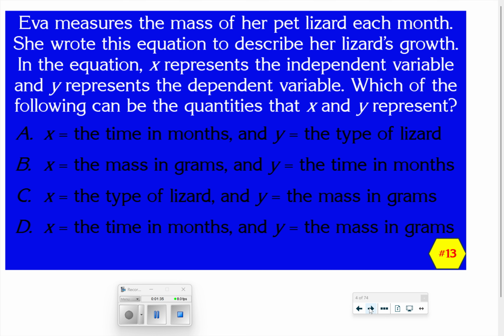So we're talking about independent and dependent. Independent means it does it on its own. Dependent is dependent on something else. So y is the dependent variable and x is the independent. But look at the scenario. Think about what causes what and see if you can pick between A, B, C, and D here.